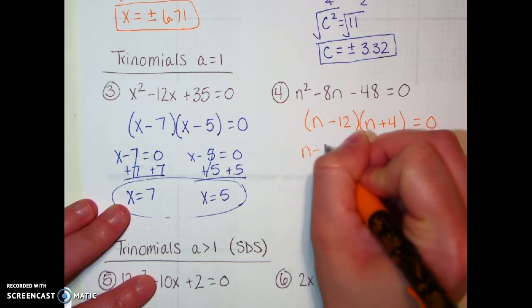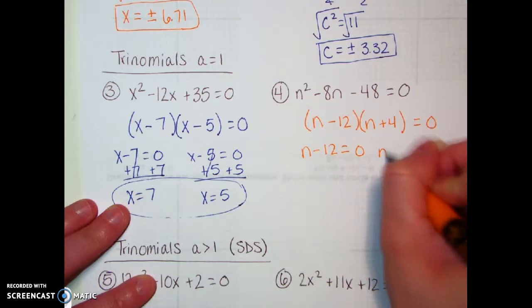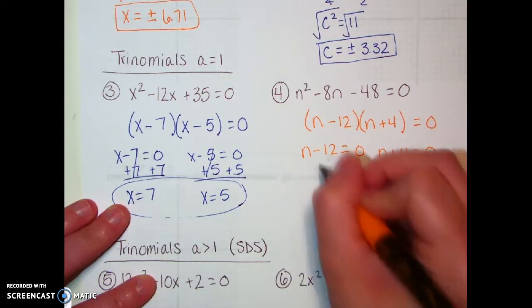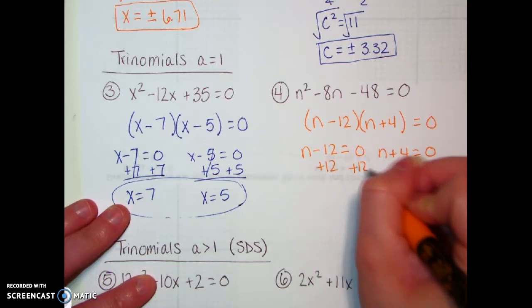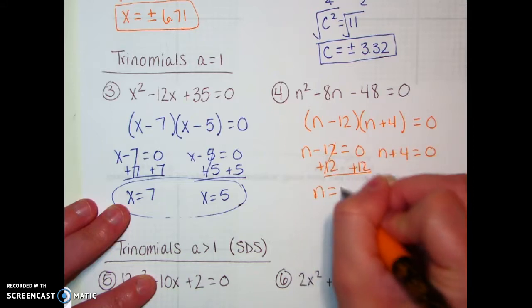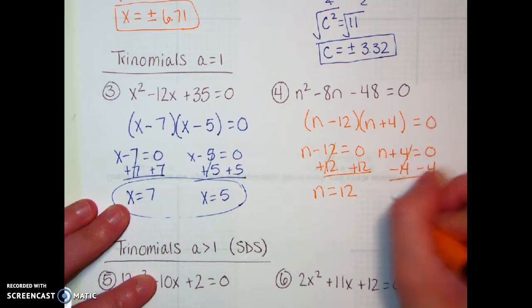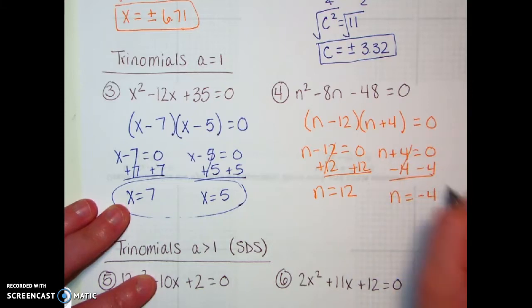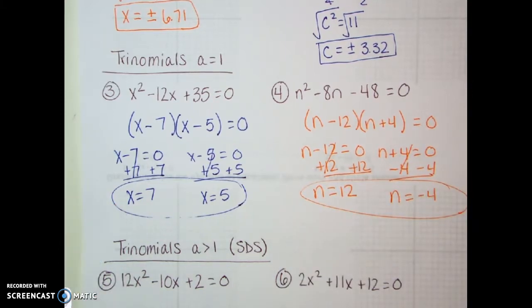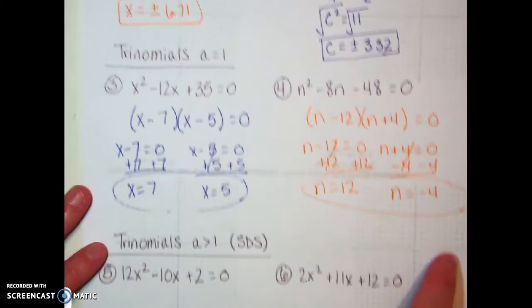Set each of them equal to 0. That's n equals 12. And this one is negative 4. So there's my 2 answers there. Okay, hopefully this is bringing it back to your memory.